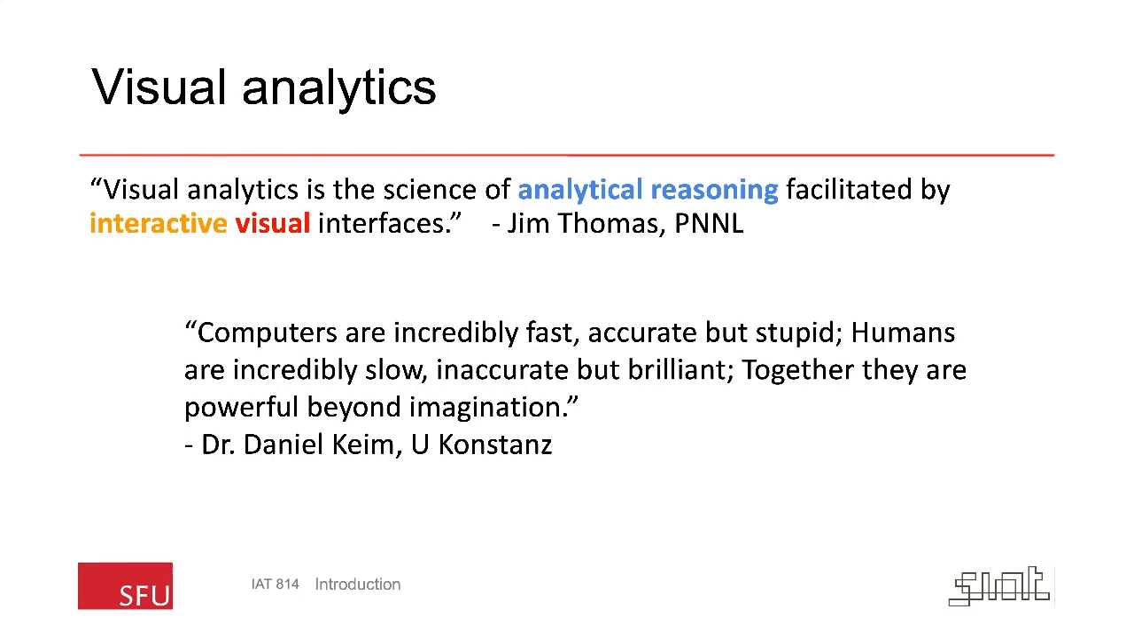As Daniel Keim says, quoted here, computers are incredibly fast, accurate, but stupid. And humans, by contrast, are slow, inaccurate, but brilliant. And together, they are powerful beyond imagination in creating analytical effects and enabling us to understand complex phenomena.